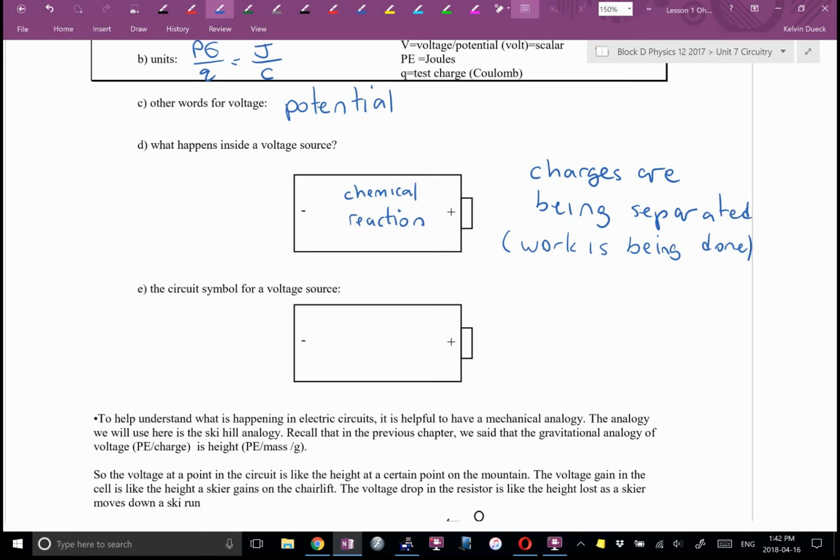What's the circuit symbol for a voltage source? It's a short line and a long line. The long line represents the positive end of the battery. The short line represents the negative end of the battery.